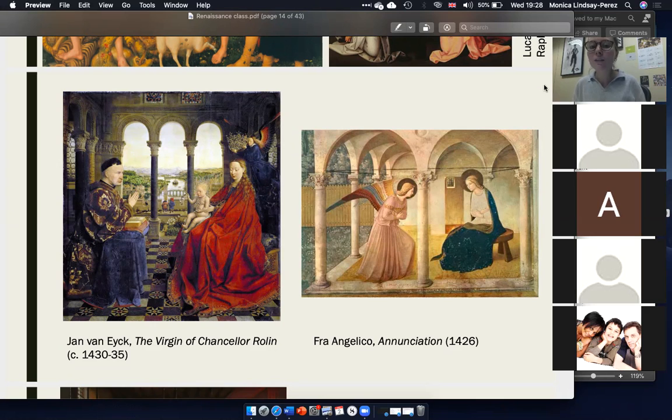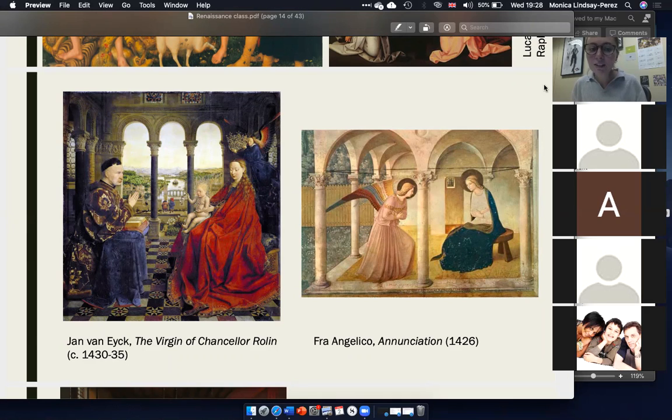You can see that one is much more sparse than the other in terms of everything: the landscape, the flooring, the architecture, the fabrics that the Virgin Mary is wearing, the crown that the angel is holding. It's just so much more elaborate in the north. And you can see that these paintings were made at the same time.